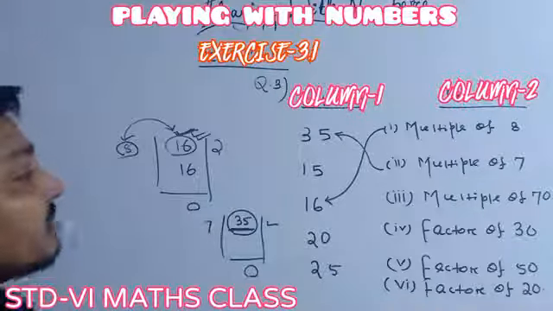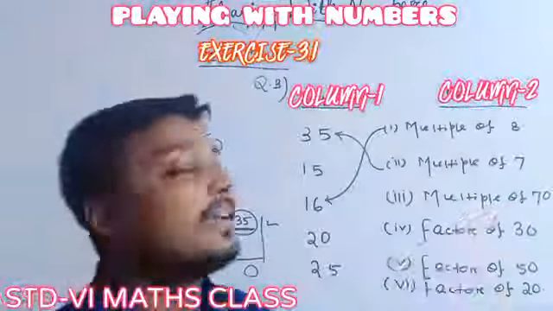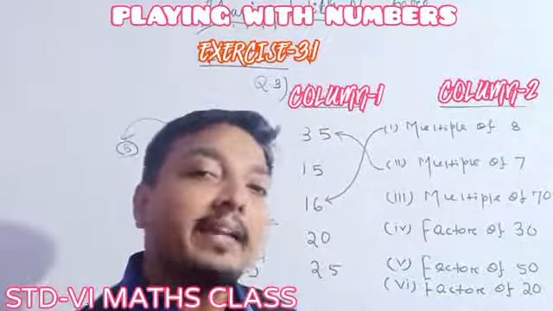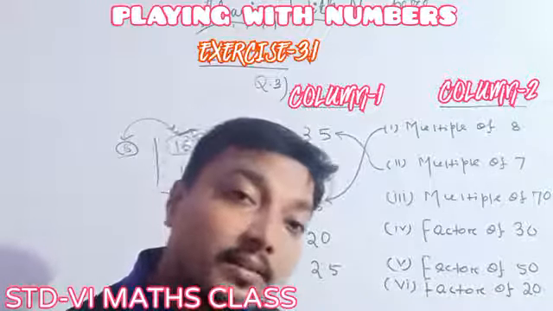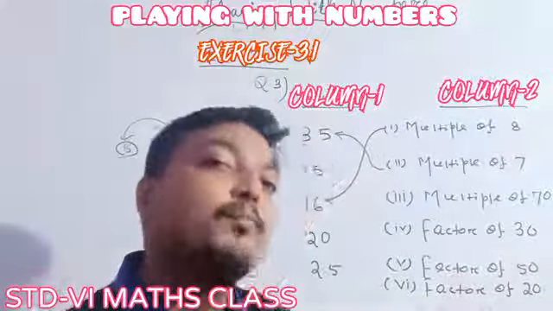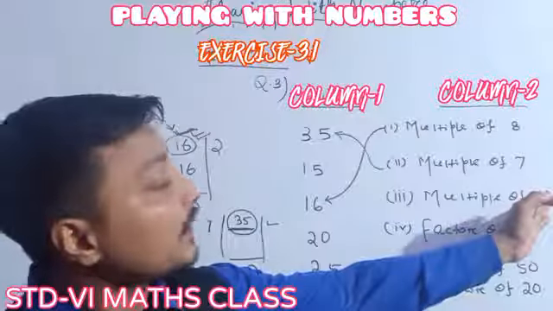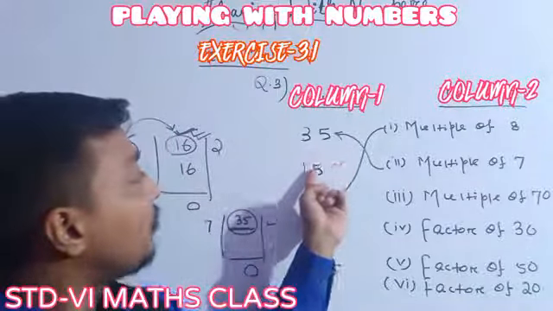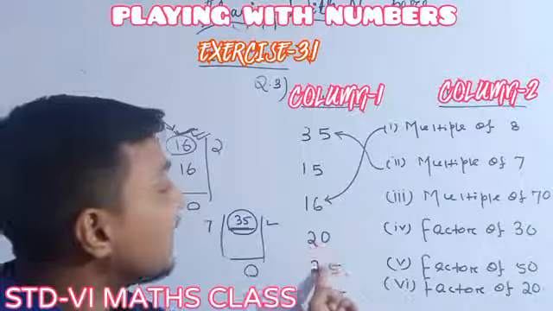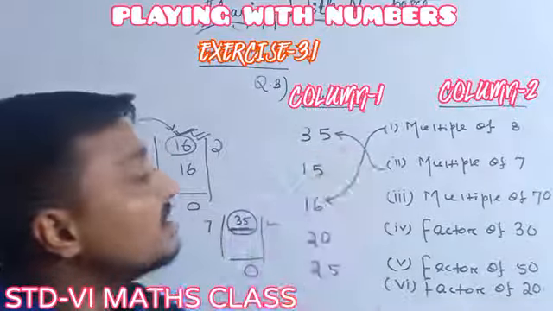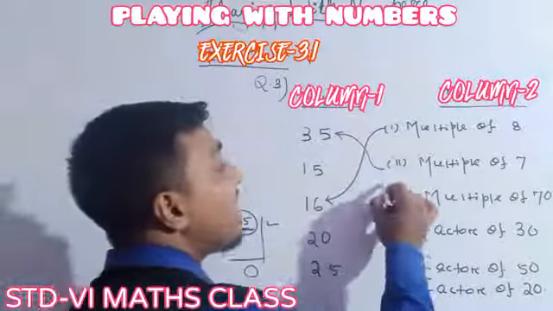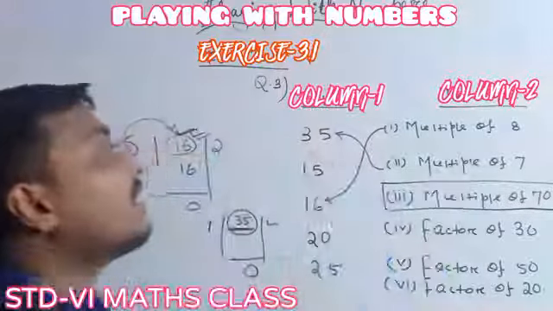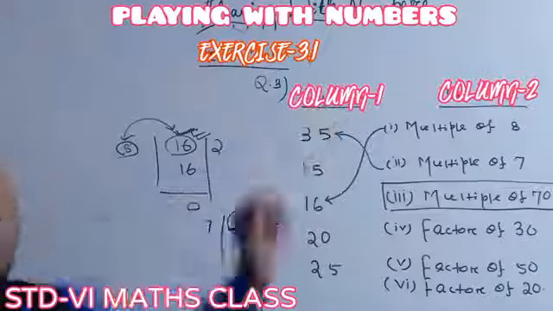Ready? Next one is given: multiple of 70. Actually, one of the properties I said: a multiple of any number will always be that same number, otherwise more. So a multiple of 70 means 100% it is 70, otherwise more than 70. But on the left side, there is nothing more than 70, otherwise 70 is not here. All are less than 70. So this one is the extra option given there, which will not match with anything kept in column 1.